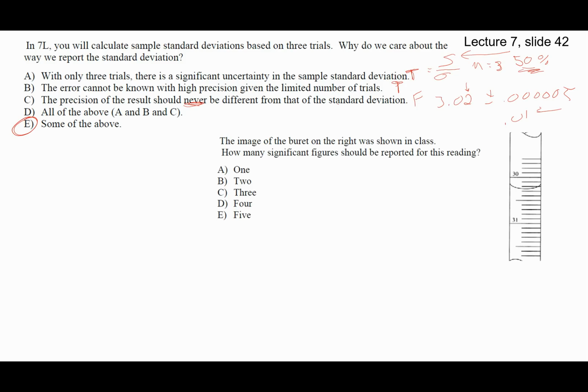Okay. The image of the bread was shown in class. How many significant figures should be reported for this reading? Well, let's take a look. It's between 30 and 31, so we know it's 30. It's between 30.2 and 30.3, so we know it's 0.2, and then we'll make a guess, right? It's about 0.5, so that would be 4.